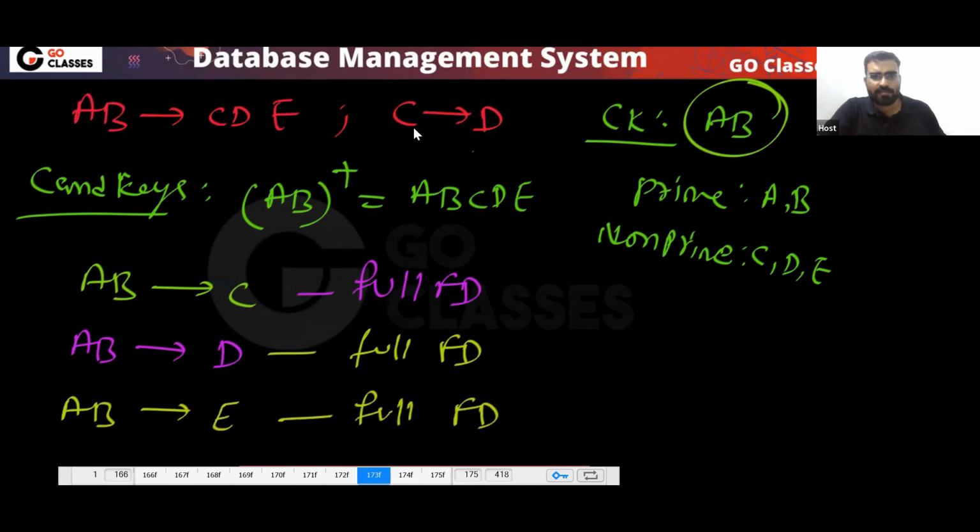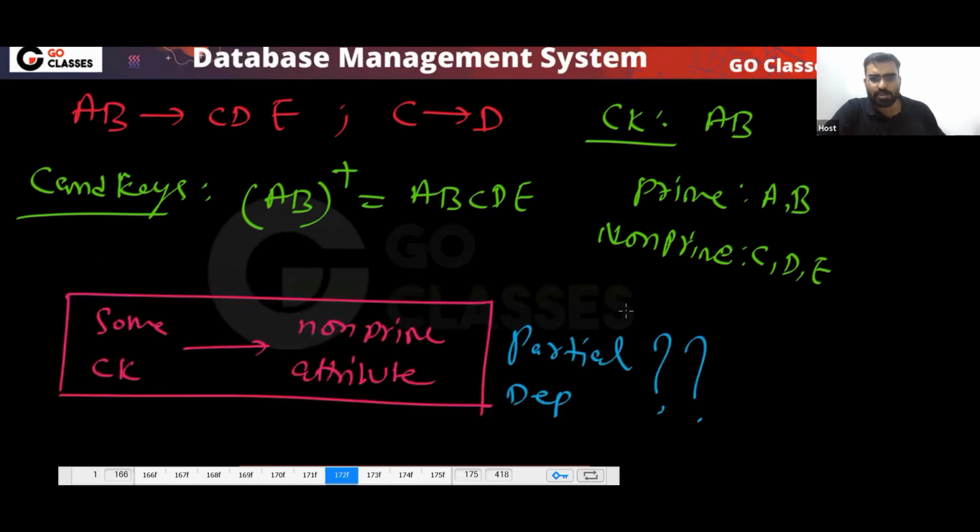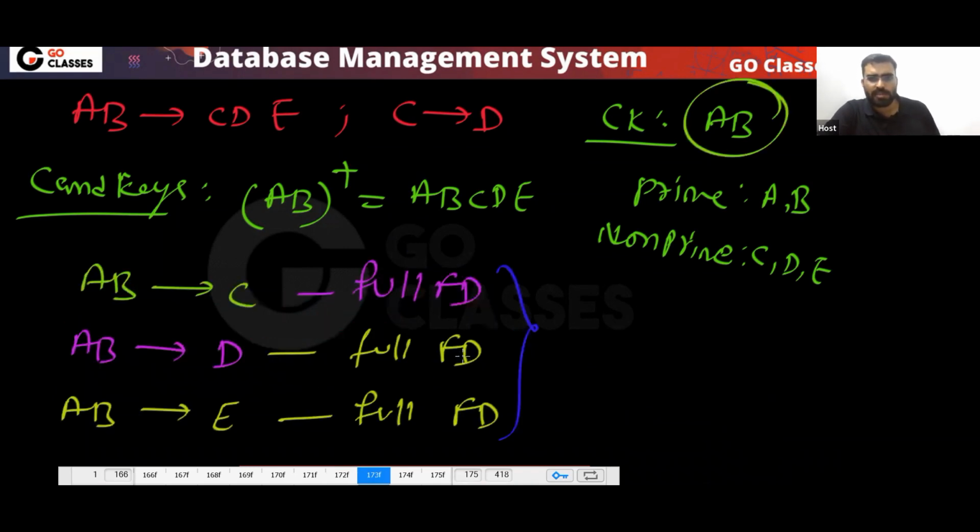So there is no such partial dependency. The only candidate key is AB, and this type of partial dependency, with a non-prime attribute, we do not have. Agree? So I can say this R is in 2NF. Is this clear to everyone? So this relation is in 2NF.